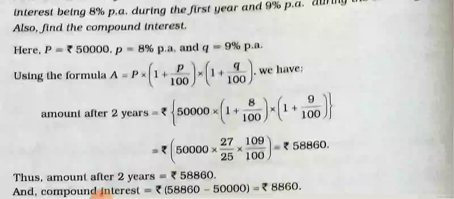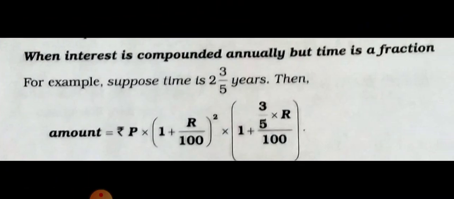Now let's see the next formula. The next formula is when interest is compounded annually but the time is in fraction. For example, as given here on the screen, 2 whole 3 by 5 years. If such a type of question comes, then what will you do? In that type of question, in order to calculate the amount, you have to use this formula.